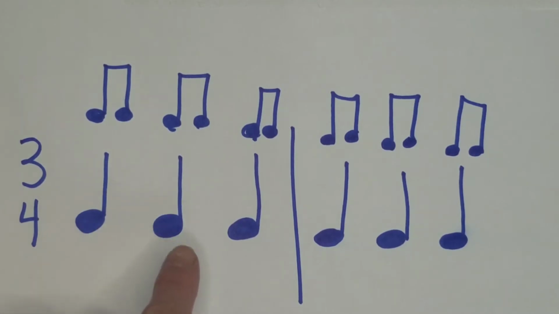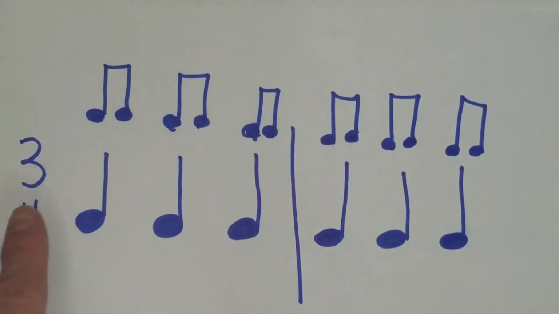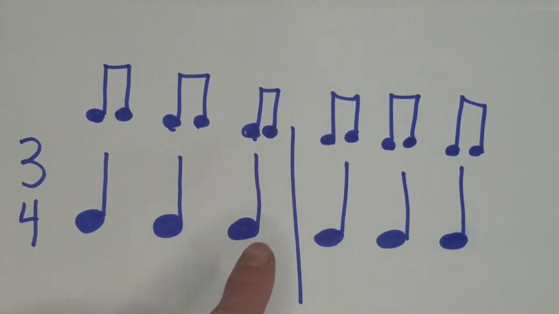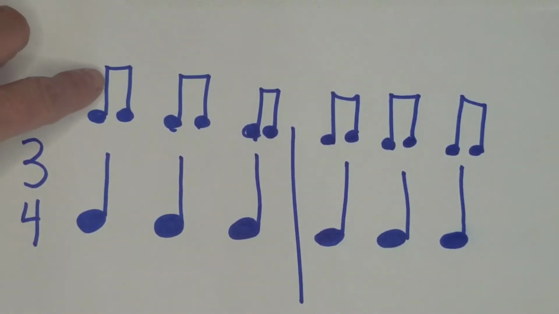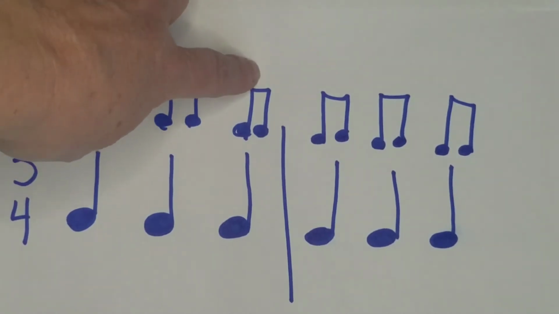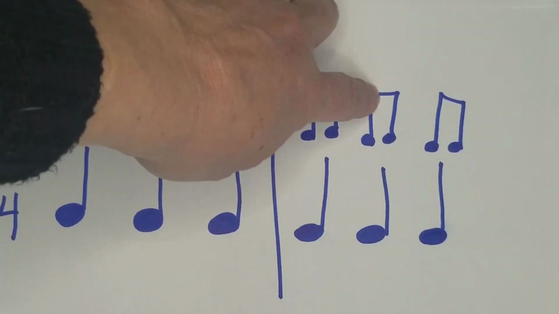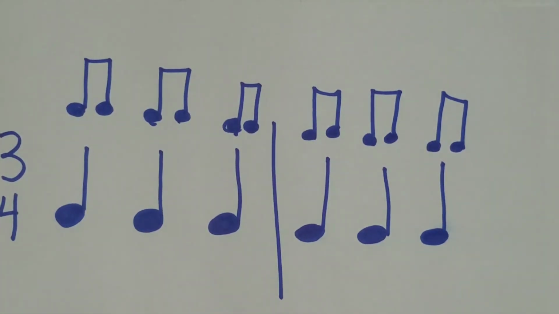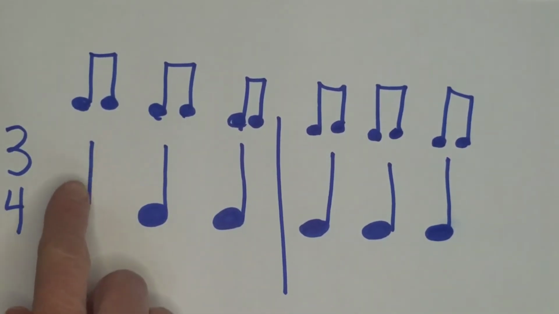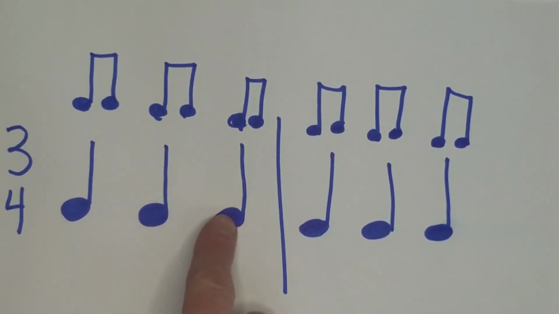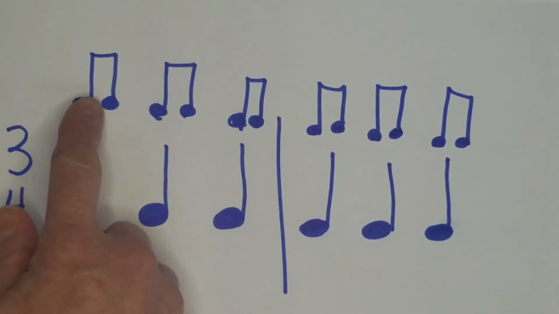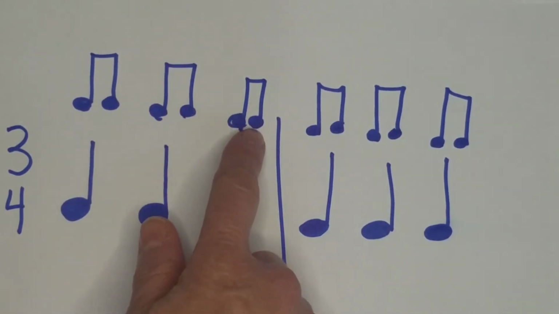We have ta, ta, ta, ta, ta, ta. 1, 2, 3. 1, 2, 3. Right above that, you'll see 2 eighth notes. I call those TT. They take the same value and counts as the quarter note beneath. So there are 2 eighth notes for each quarter note. So we would say ta, ta, ta, and up here we would go T, T, T, T, T, T.